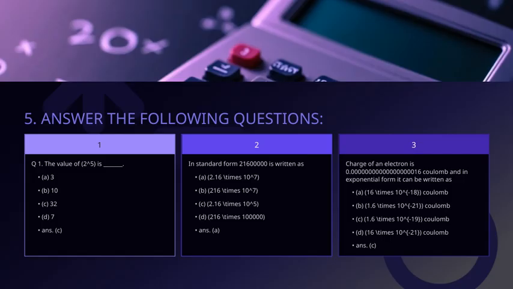Next, converting a large number like 21,600,000 into standard scientific form. Scientific notation is all about expressing numbers in the form of a coefficient multiplied by a power of 10. In this case, 21,600,000 can be written as 2.16 times 10 to the 7th power, because moving the decimal point 7 places to the left gives us the coefficient 2.16. So, the correct answer is option A.